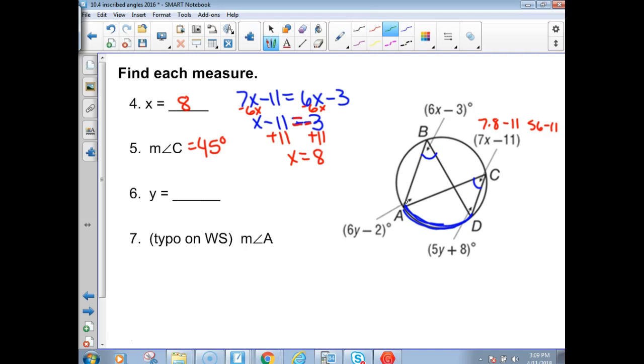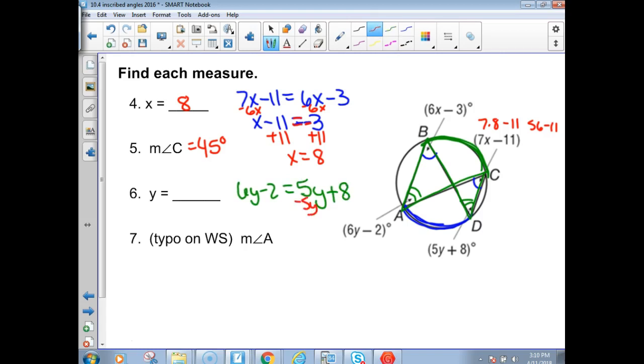Well, let's look at it going this way. This angle has a 6y minus 2 on it. This one has a 5y plus 8 on it. Those angles are equal because they both intercept arc BC. This one intercepts arc BC as well. So this angle is equal to this angle. So 6y minus 2 is equal to 5y plus 8.